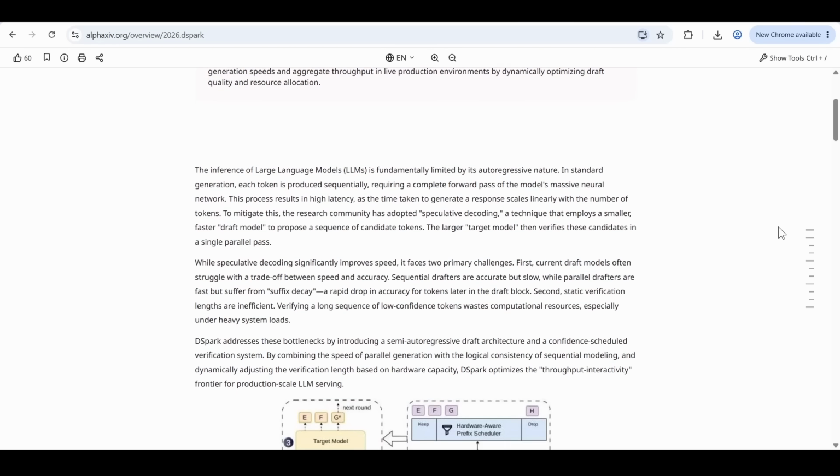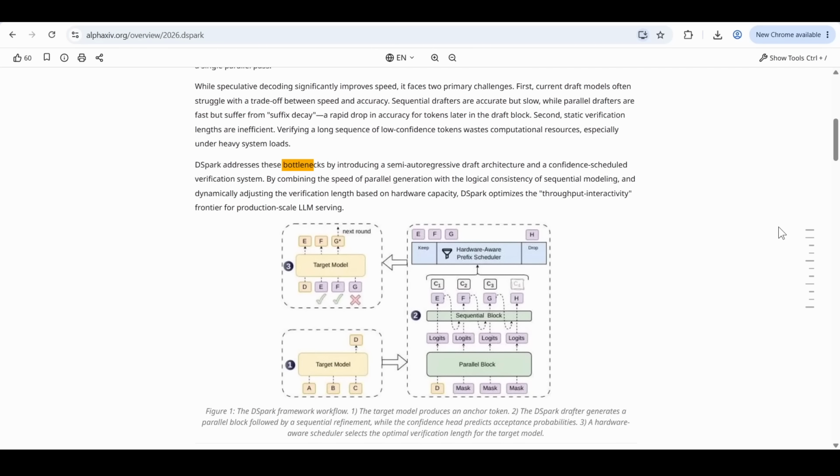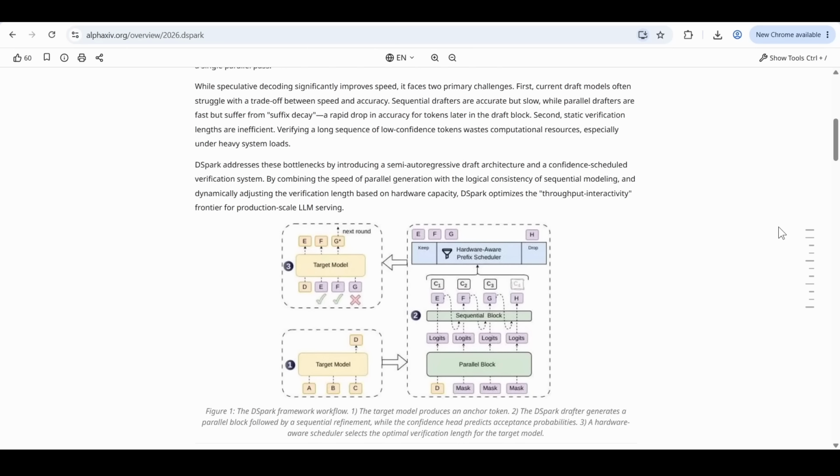Okay, so to understand why DSpark is a big deal, you've got to understand the bottleneck it's solving. Right now, when any large language model generates text, your response, your code, whatever, it does it one token at a time. A token is roughly a word or a piece of a word. Every single token requires the entire massive model to do a full computation pass. Like we're talking billions of parameters lighting up just to produce one little chunk of text. Then the model does it again for the next token, and again, and again.